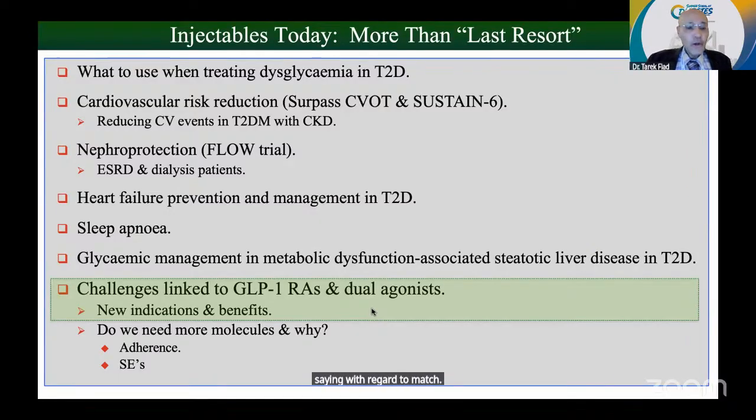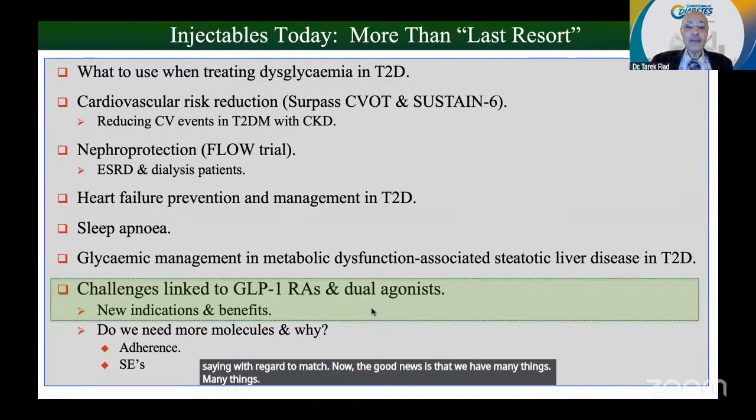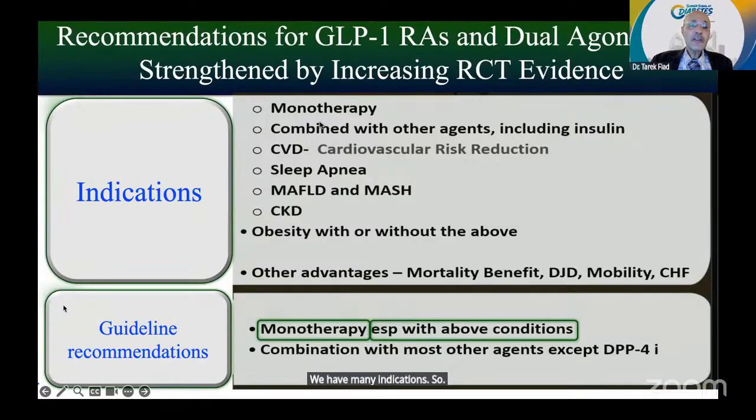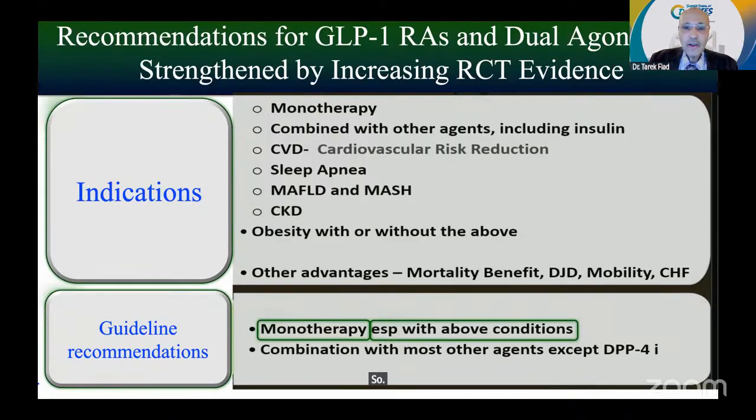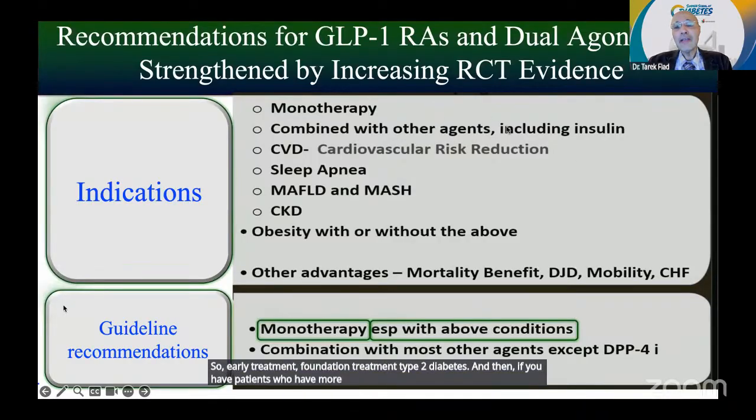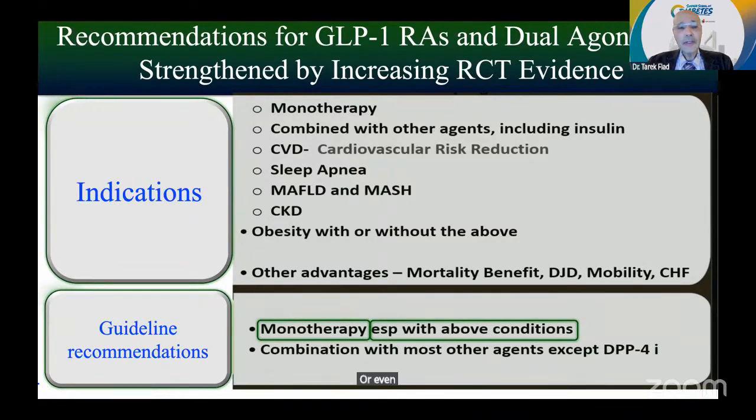Now, the good news is that we have many things. We have many indications. We have indications as a monotherapy, because guidelines will say start early with potent therapy and aim at A1C and getting the weight at the same time. So early treatment, foundation treatment, type 2 diabetes. And if you have patients who have more advanced disease, obviously even with insulin, give the treatment, because it's going to have really about 2% reduction in HbA1c, or even greater with tirzepatide.